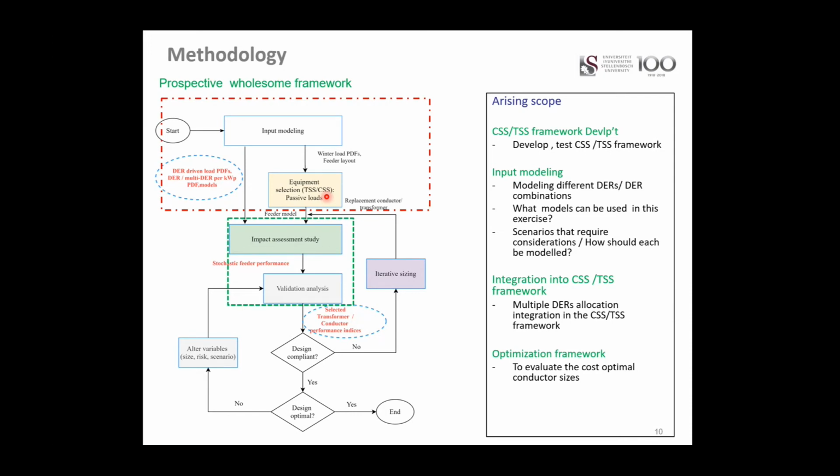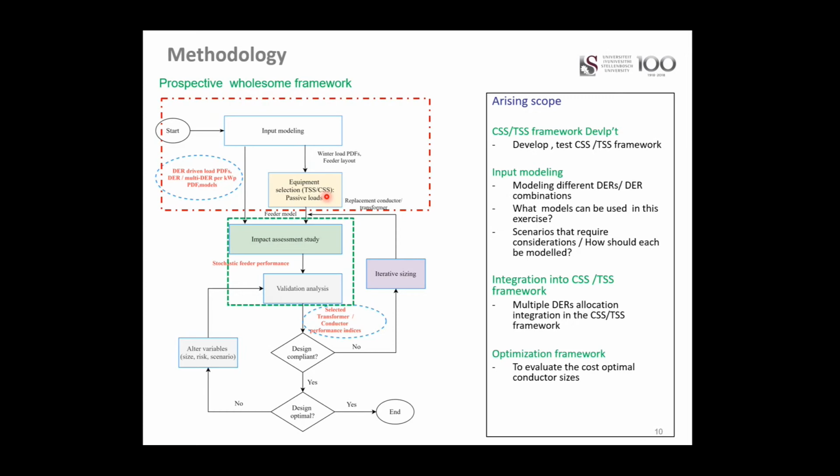And then we have another segment which involves the integration of these DERs into the CSS framework that has been developed. In this case, we are also thinking about multiple DER allocation integration in our model, because it's easier to carry out allocation of a single DER. But when you have, say, 1 or 2, you have to figure out how to carry out that allocation based on several factors, including how prevalent the type of DER that you are looking at is.